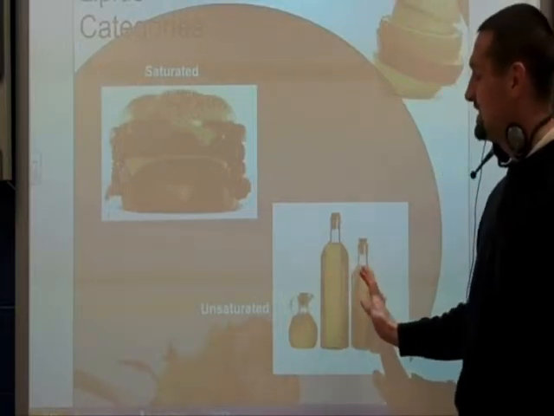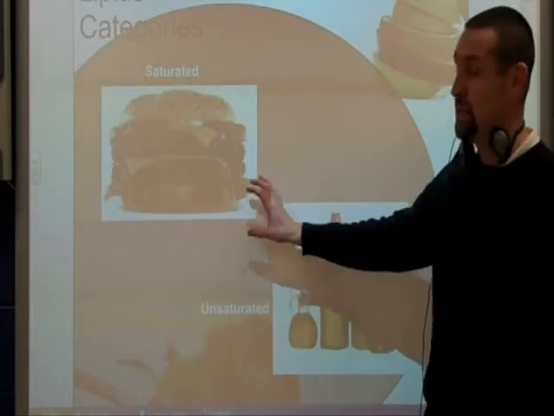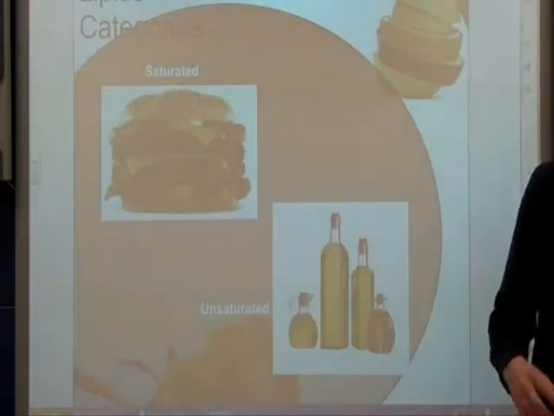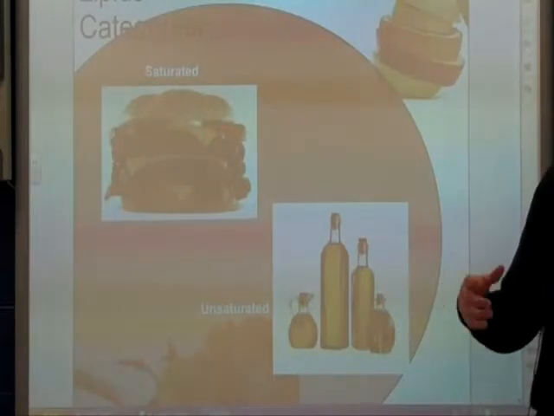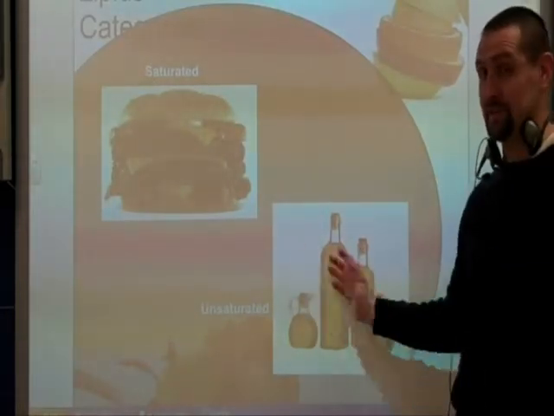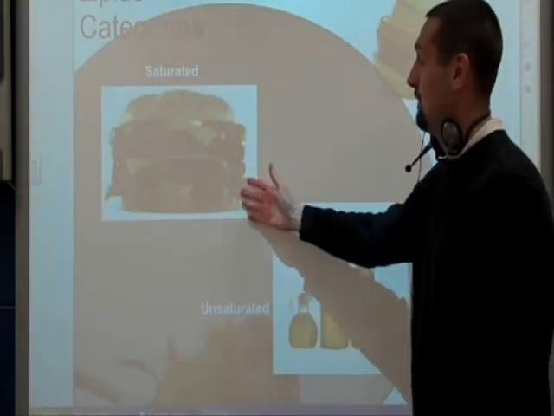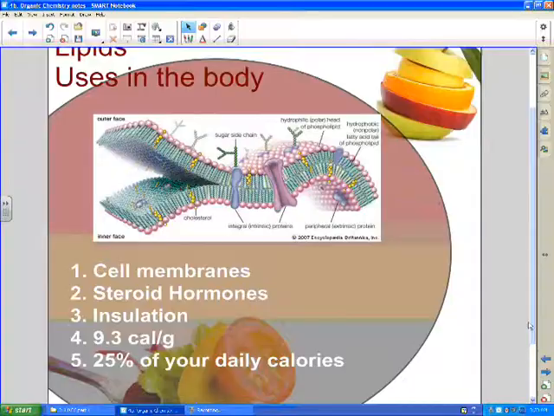Now we can take an unsaturated fat and we can saturate it. We can make it somewhere in between. And that's where we get things like margarine, a semi-solid, where all we've done is taken an unsaturated fat, added hydrogens to it, so it became semi-saturated.